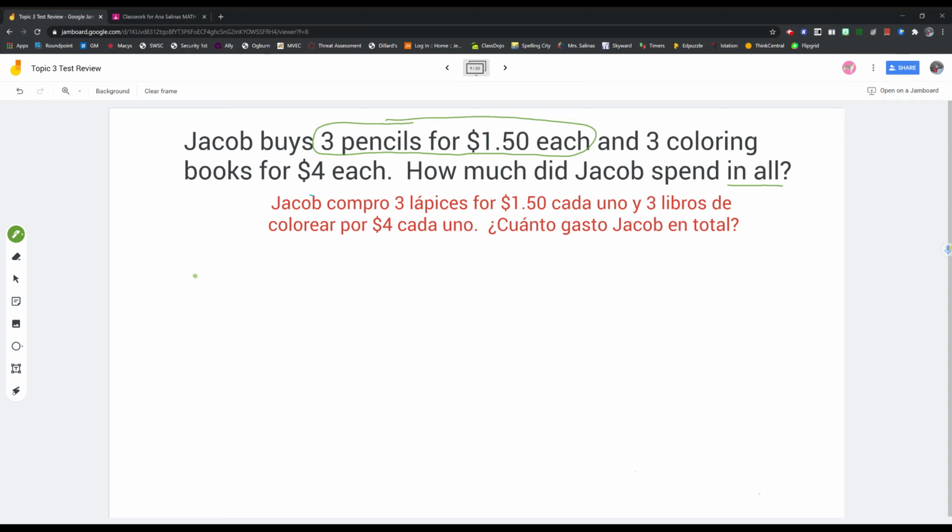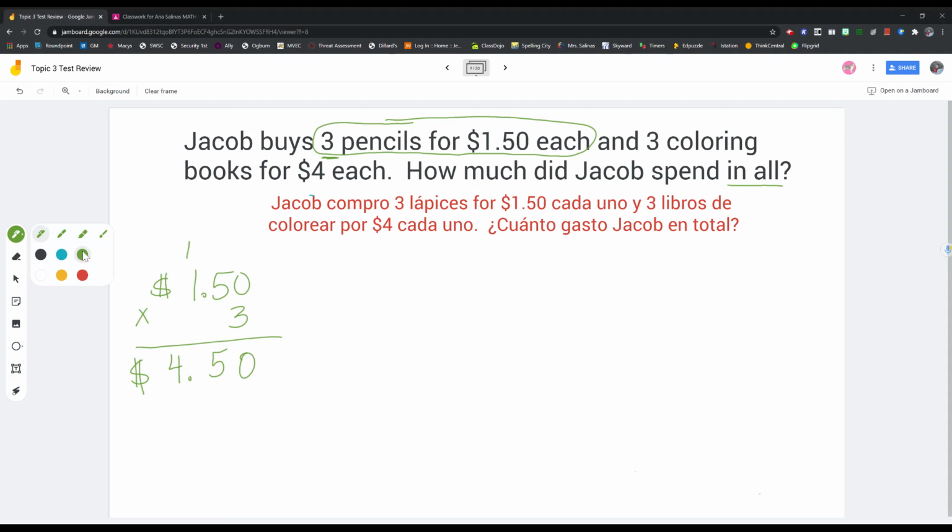So I'm going to take $1.50 and I'm going to multiply it by 3 because there are 3 pencils. 3 times 0 is 0. 3 times 5 is 15. Regroup. 3 times 1 is 3. Plus 1 is $4.50. This is just the total for the 3 pencils.